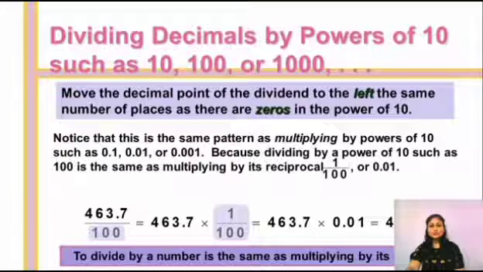And dividing by 100, we can also show using the reciprocal form. The reciprocal of 100 is 1 upon 100. So we will multiply by 1 upon 100. Then after we have 0.01, and now we move the decimal point to the left side by 2 decimal places and we have now 4.637.